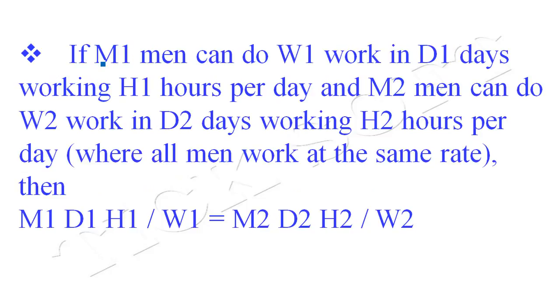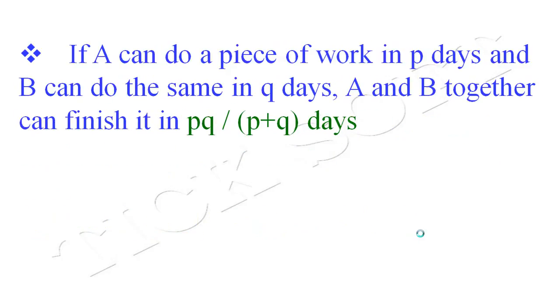And now we have the third formula. If m1 men can do w1 work in d1 days working h1 hours per day, and m2 men can do w2 work in d2 days working h2 hours per day, where all men work at the same rate, then m1 into d1 into h1 divided by w1 will be equal to m2 into d2 into h2 divided by w2. Now we have the fourth formula. If A can do a piece of work in p days and B can do the same in q days, then A and B together can finish it in pq by p plus q days.